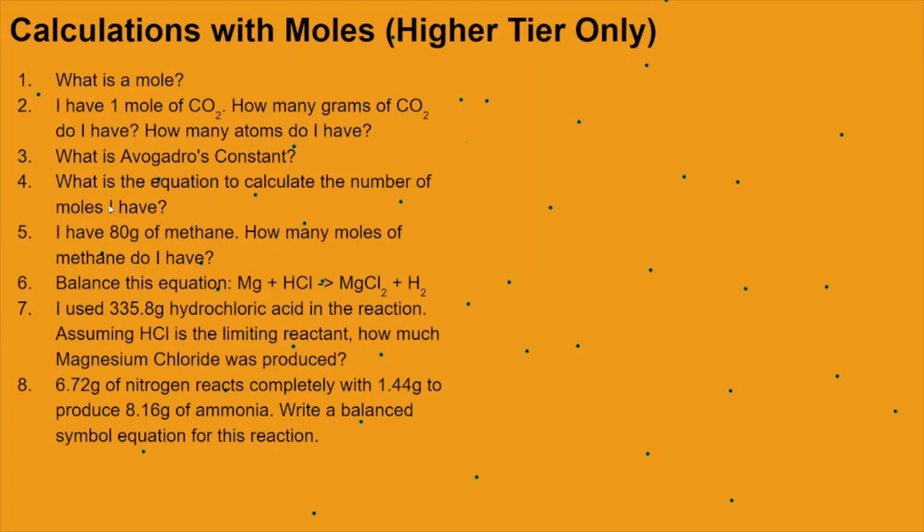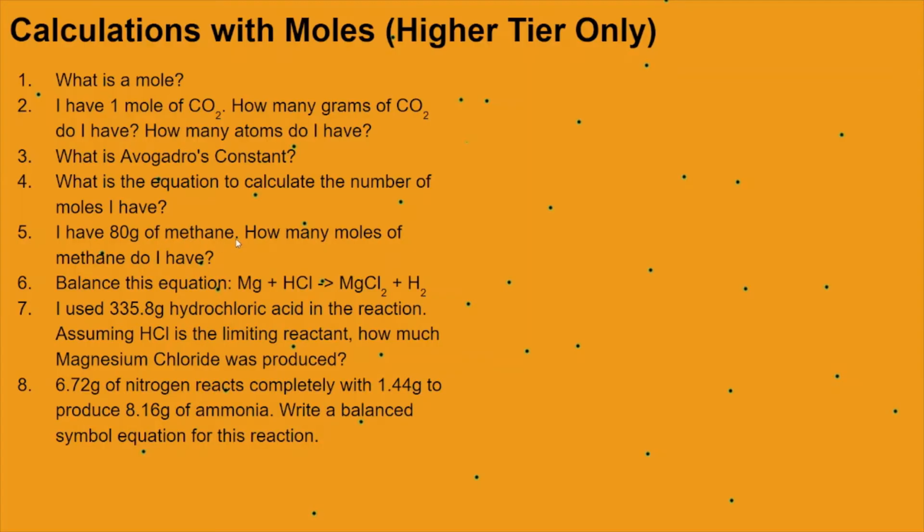Okay, now the equation for moles. You have to remember this equation, you need to use it in almost every calculation in chemistry. You don't get an equations sheet in chemistry, so you really need to remember this. The number of moles of something you have is equal to the mass in grams of that substance divided by the relative formula mass of that substance. So let's try it with methane. I have 80 grams of methane. How many moles of methane do I have?